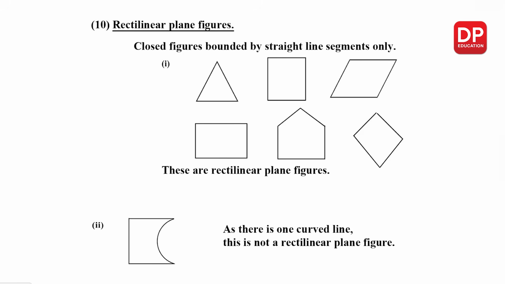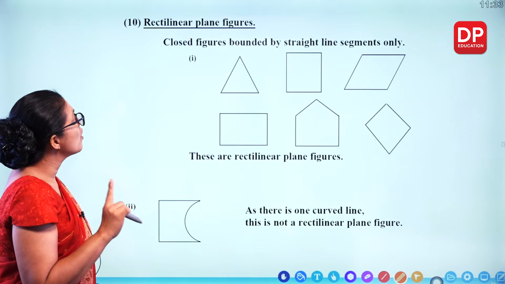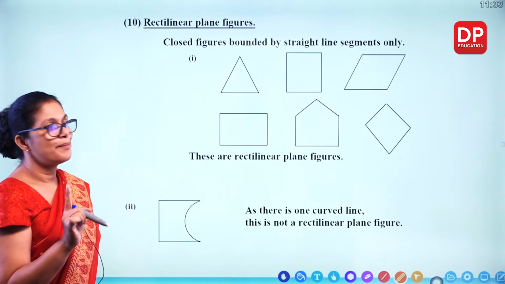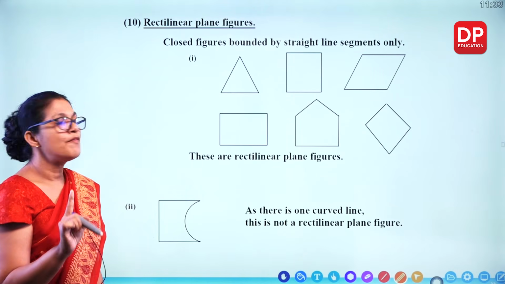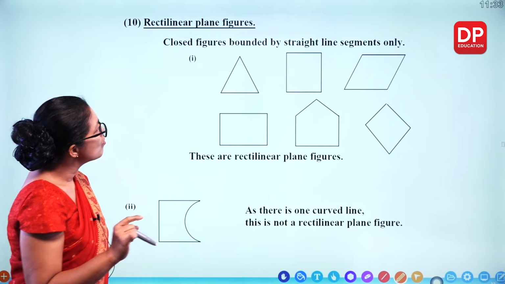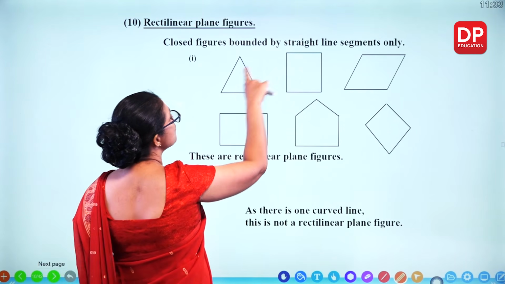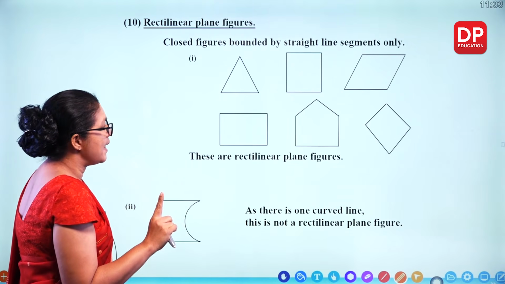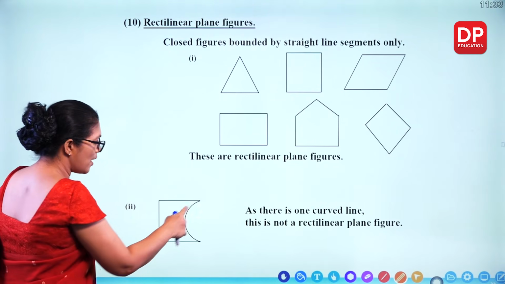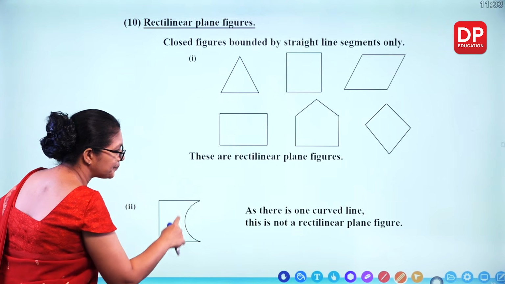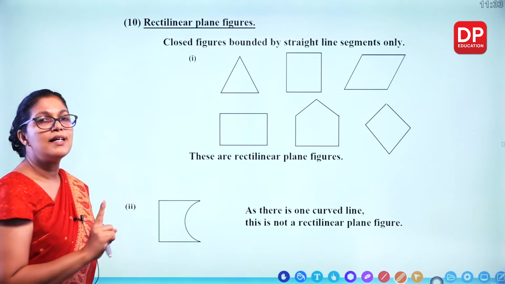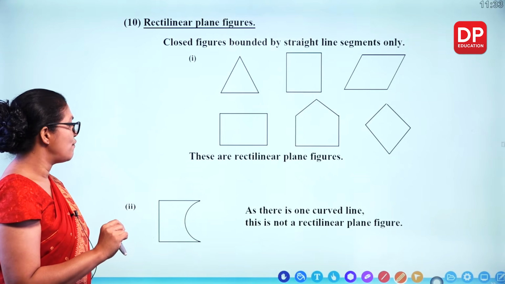Rectilinear plane figures. So what are rectilinear plane figures? Closed figures bounded by straight line segments only. No curved line segments. So all these are bounded by straight lines, so these are rectilinear plane figures. What about this one? There's a curved line. As there is one curved line, this is not a rectilinear plane figure.